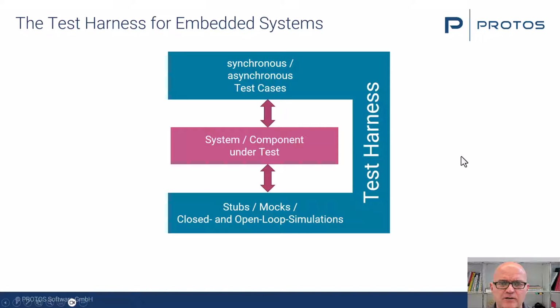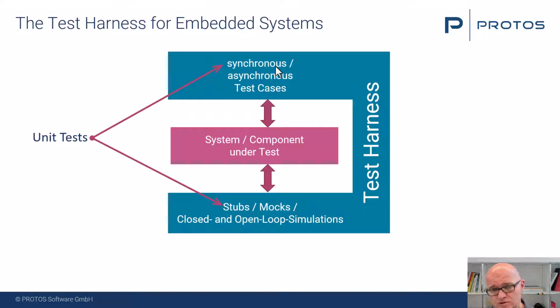And a unit test is usually a synchronous test. So you step by step execute functions and evaluate the return values. On one end you need the test case, on the other end you need stubs and mocks. That's very important because your component doesn't even compile without satisfying the interfaces at the other end. So all those includes and so on. So you need stubs and mocks, and you need synchronous test cases. That's relatively simple to do.